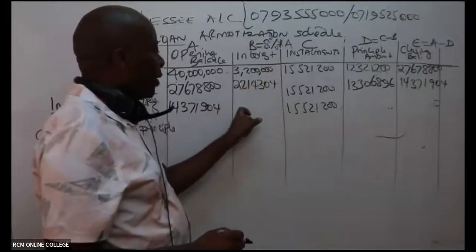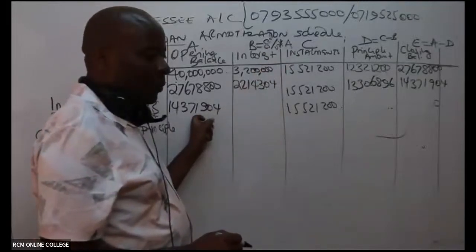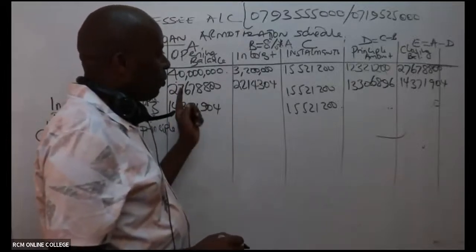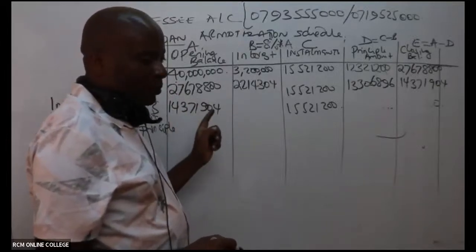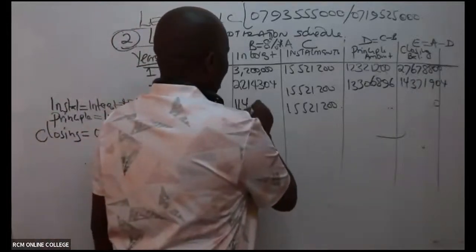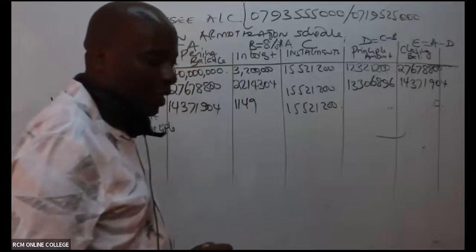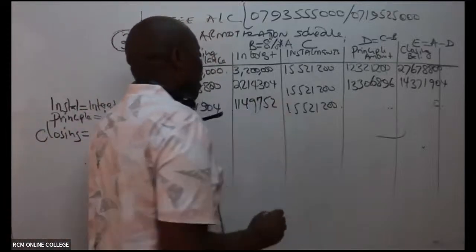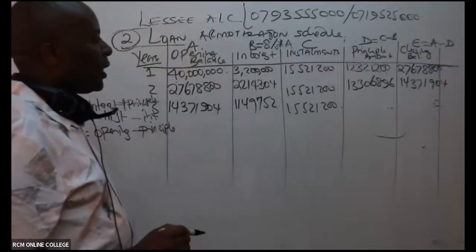8% of the opening balance. Is there somebody who could be having a figure there? 8% of the opening balance. What do we have there? 8% of the 1149. So we have here 1149, 752.